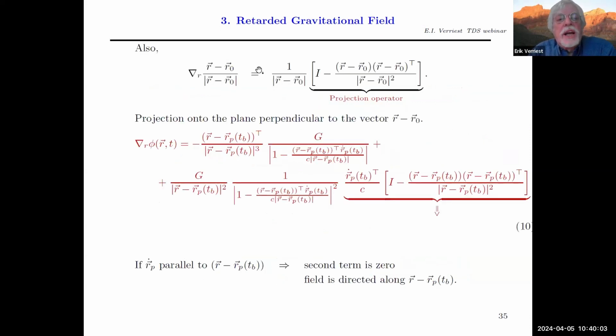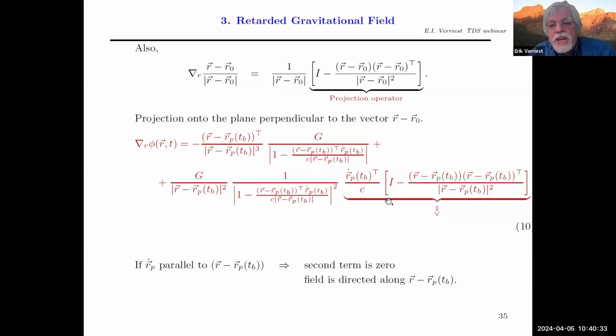Then again, we take the gradient of a unit vector, which is given by this times a projection operator, and this projection operator is onto the plane perpendicular to the vector r minus r naught. And so ultimately, the gravitational field in this post-Newtonian approximation is given like this.